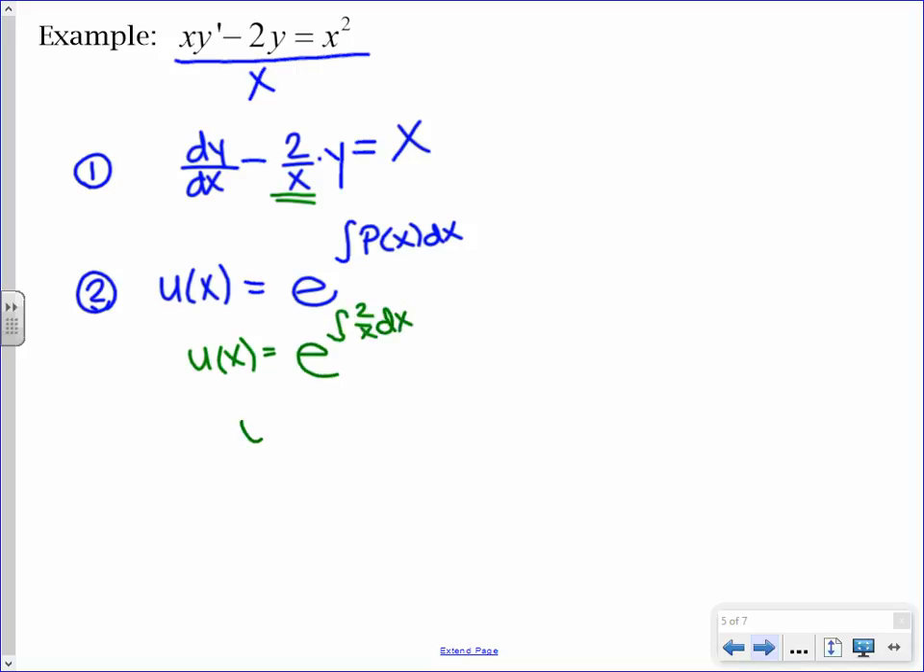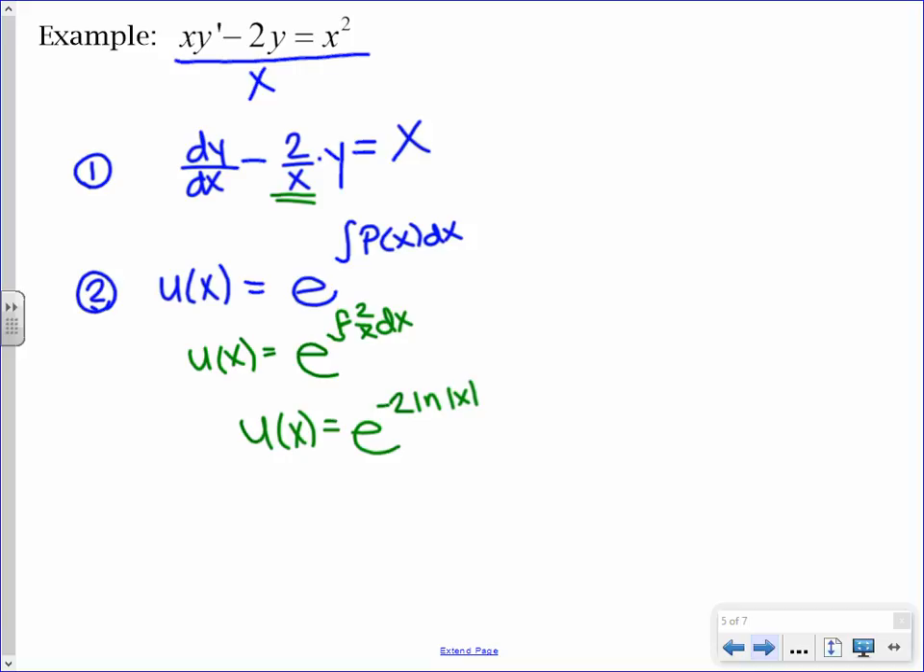Which you rewrite. Would it be negative? Yes, it would be. Good catch. It would be negative. The antiderivative of negative 2 over x is negative 2 natural log of the absolute value of x, plus c. Remember, we don't have to worry about the plus c.